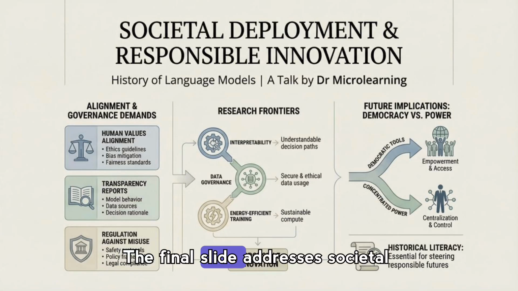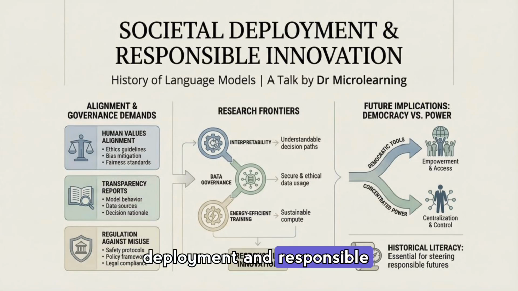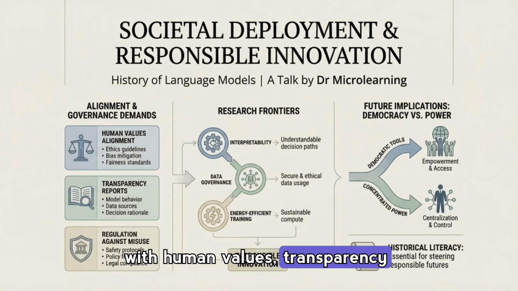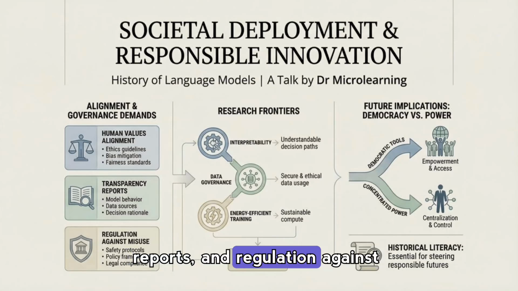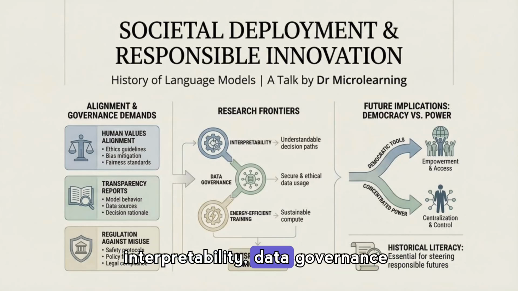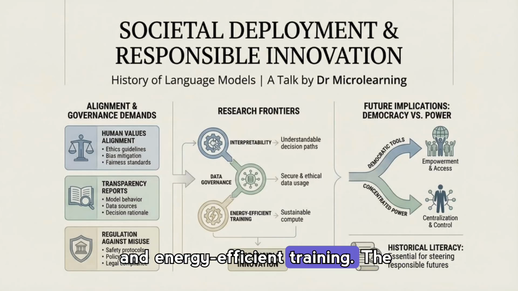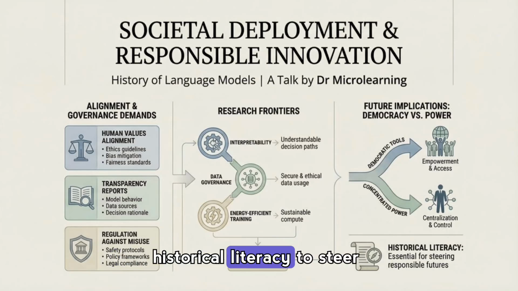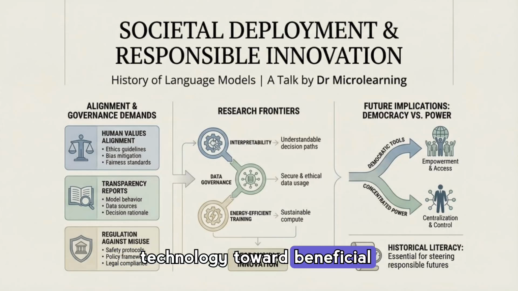The final slide addresses societal deployment and responsible innovation, highlighting alignment with human values, transparency reports, and regulation against misuse as governance imperatives, while research frontiers emphasize interpretability, data governance, and energy-efficient training. The slide also frames future implications, tools that can democratize access versus the risk of concentrated power, underscoring the need for historical literacy to steer technology toward beneficial outcomes.